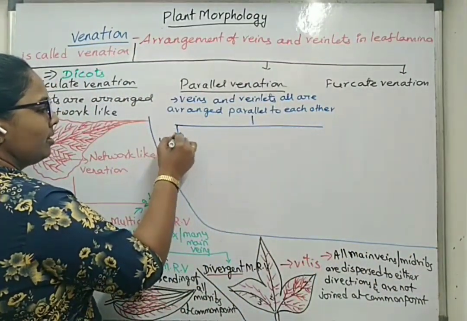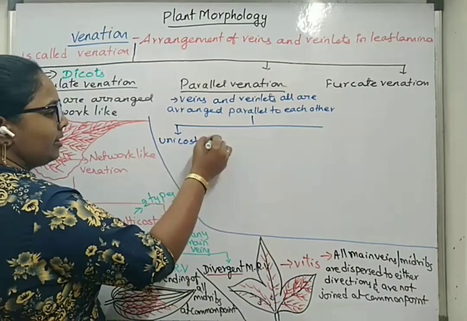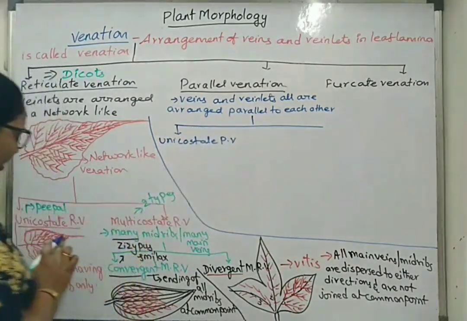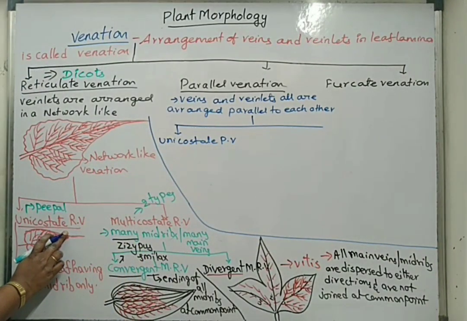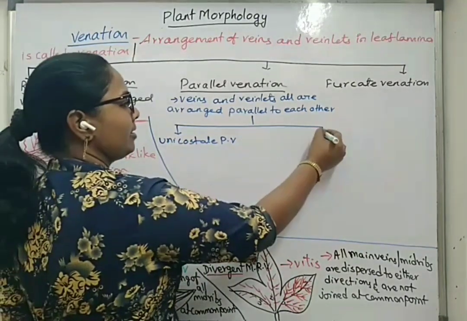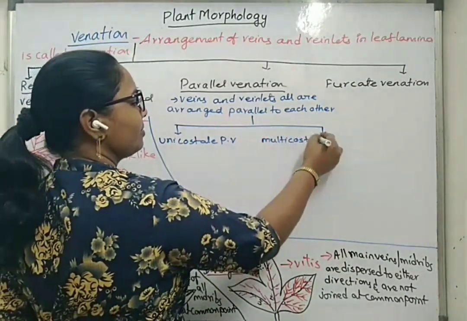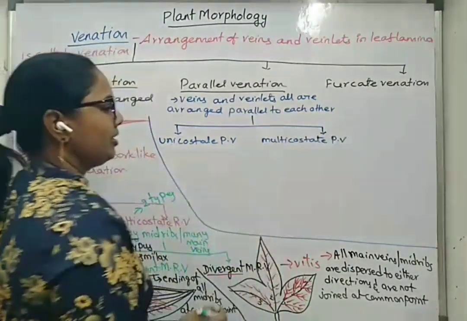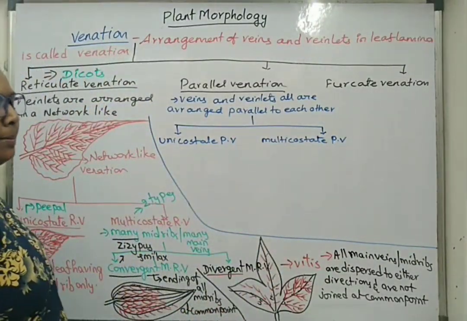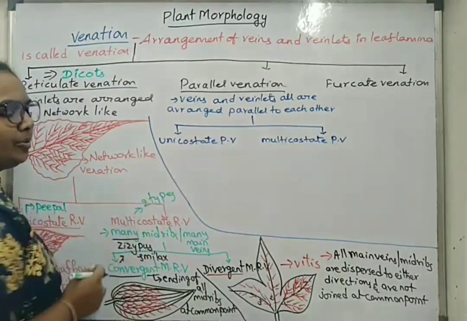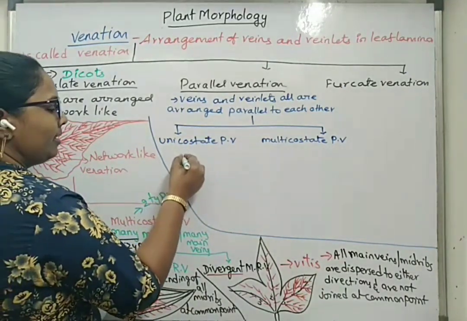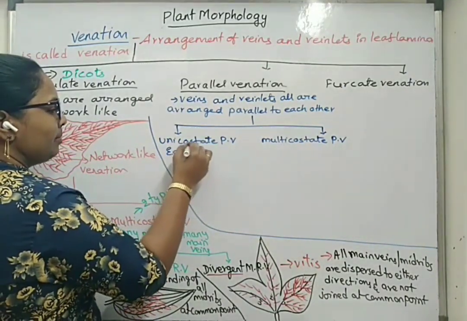First one, unicostate parallel venation, and here, multicostate parallel venation. Parallel venation I am representing as PV. Under unicostate parallel venation, example is banana.